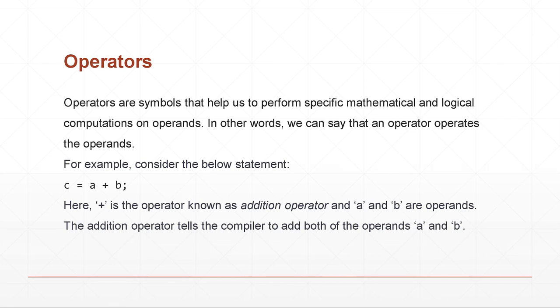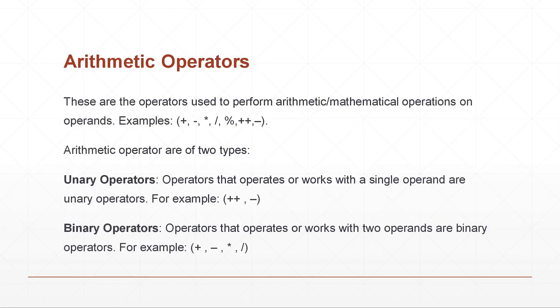For example, consider the statement C = A + B. Here, the symbol plus is the operator known as the addition operator, and A and B are operands. The addition operator tells the compiler to add both of the operands A and B. There are many types of operators.